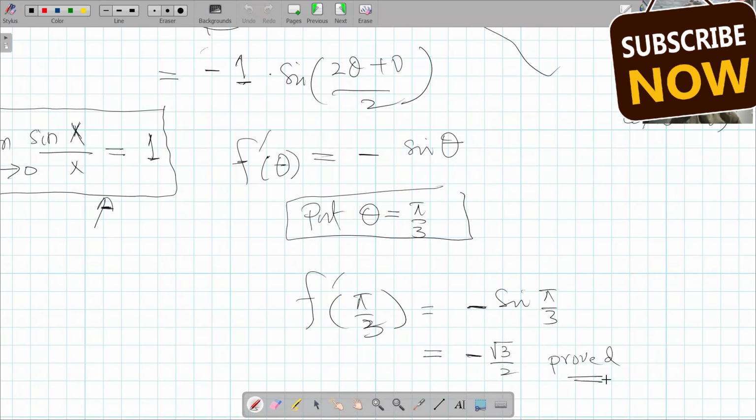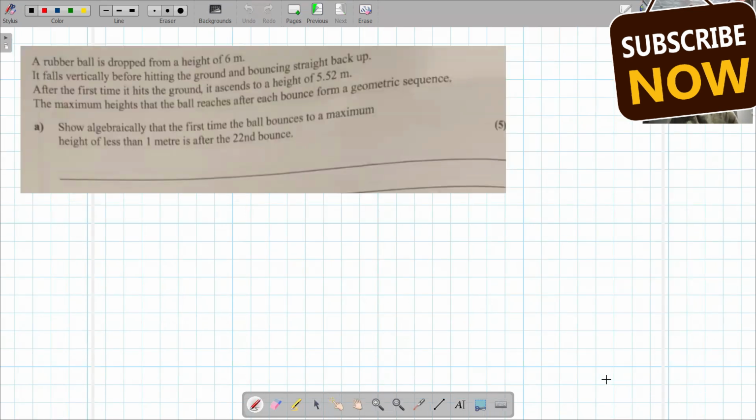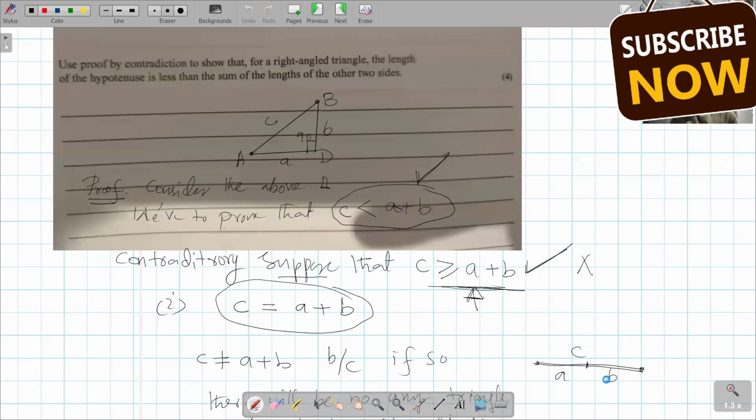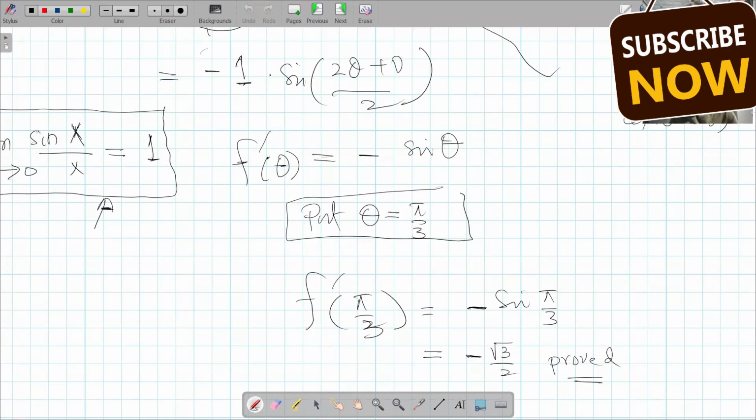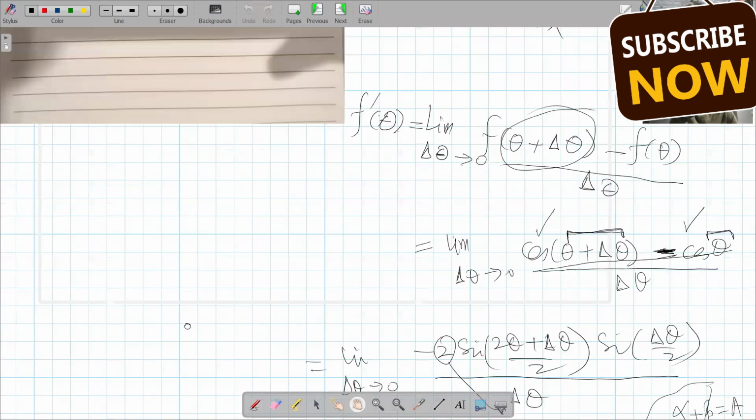That's so long though. I don't like it. What is the other method? We have to use the first principle. He was asking to use the first principle. And we didn't do anything.